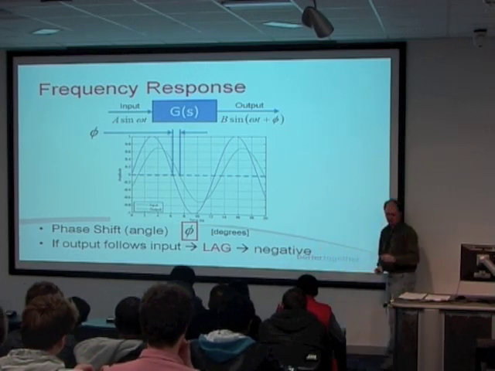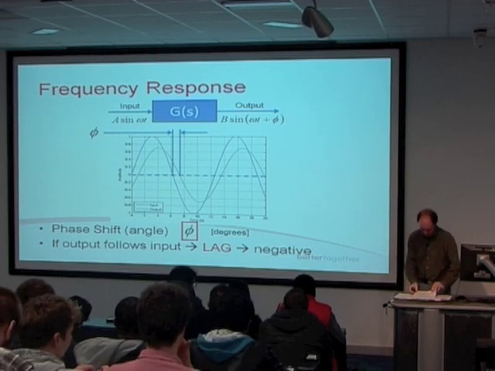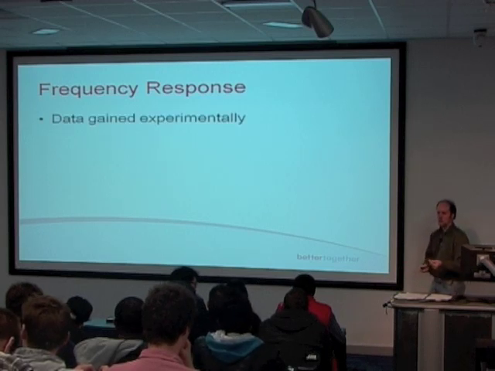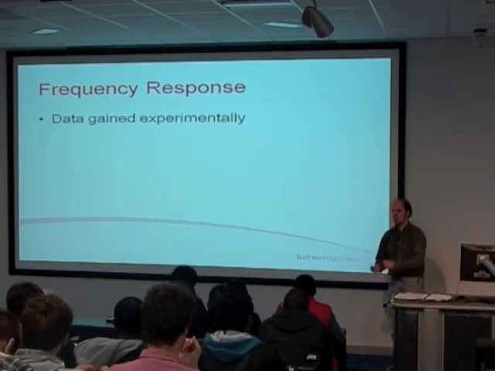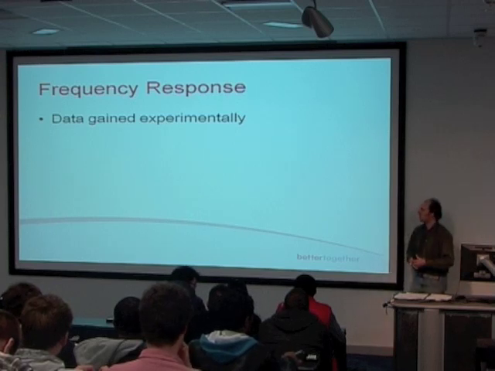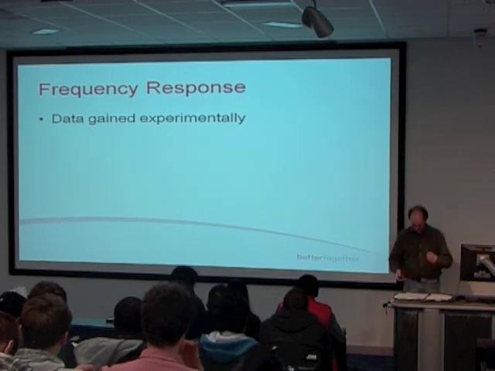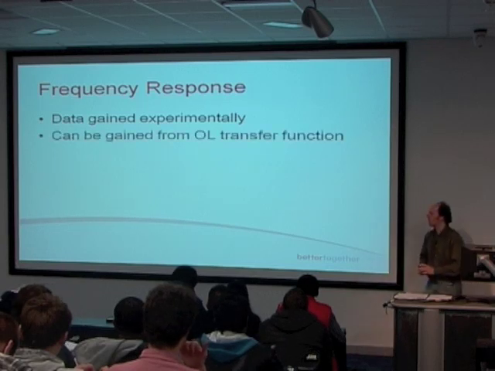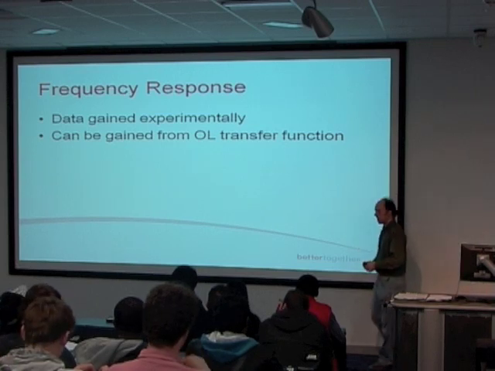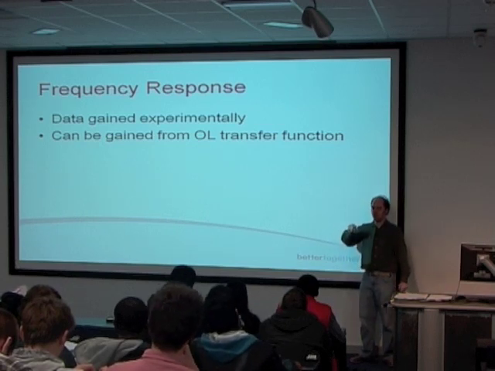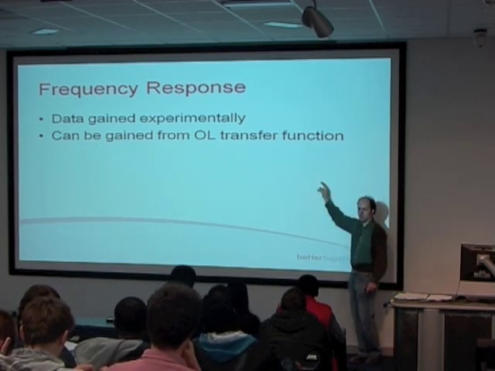Well, how do we deal with this? How do we determine the various characteristics? Well, like I said, you can gain this data experimentally. If you've got a system, you plug in a frequency generator that will give you a range of frequencies, and you take the response of that system. But what about analytically? Well, you can determine frequency response from the open loop transfer function. You remember when we did block diagrams last week, if you've got a closed loop system, the open loop is G times H. And this is what we're dealing with, the open loop transfer function.